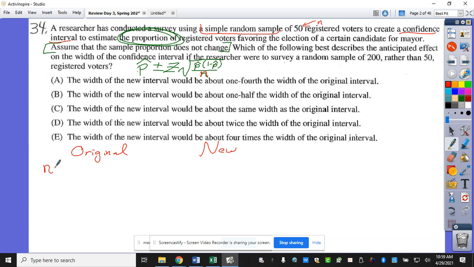So, originally, my n was what? My new n is... so the part that contained n, I don't need to worry about any of this on the top, so I'm just going to call it 1. So this is something over 50, all under a square root, which means what am I going to write here?